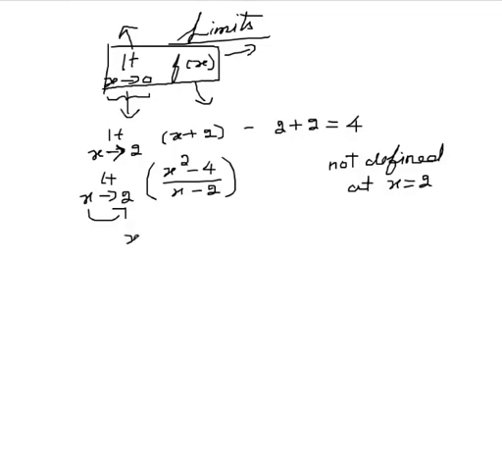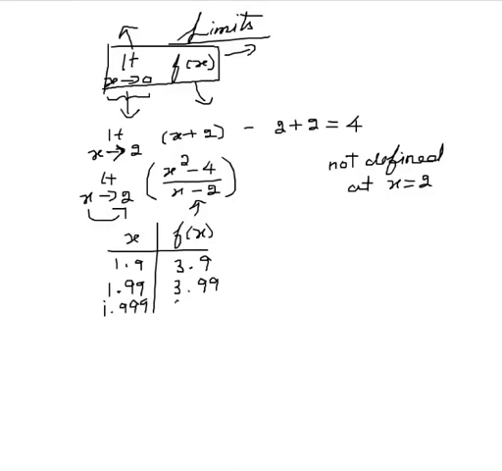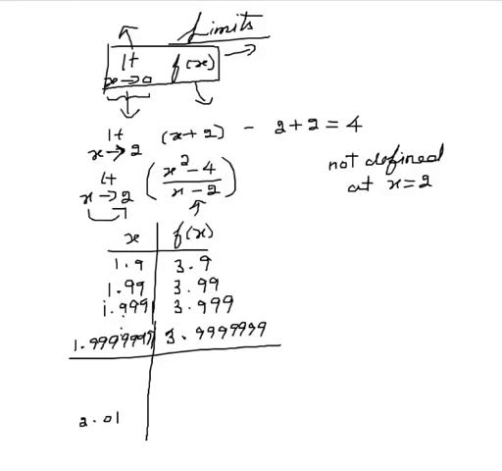For example, let us take the values of x and the values of f of x. This is the function f of x. Let us take 1.9. If you calculate, the answer will be 3.9. And for 1.99, the answer will be 3.99. And for 1.999, we get 3.999. And as we approach 2, it will give you 4. Similarly, let us calculate for 2.01.